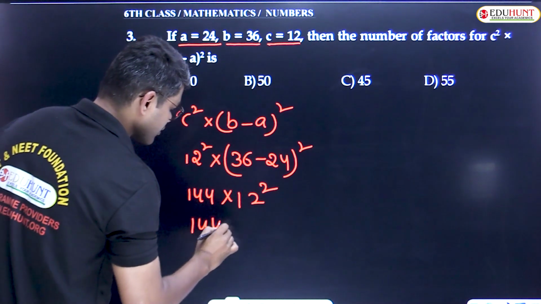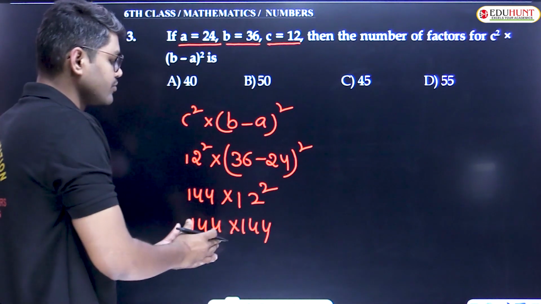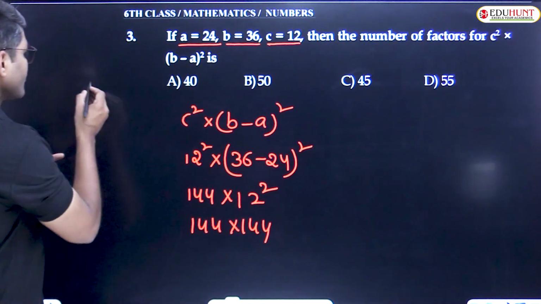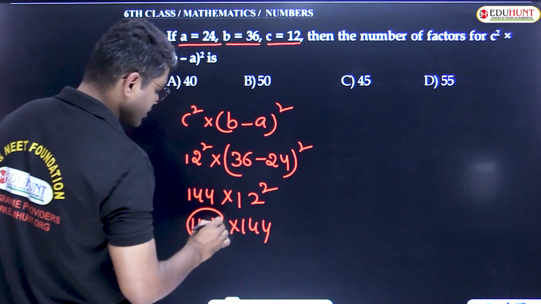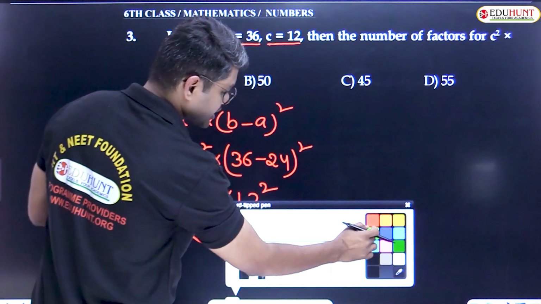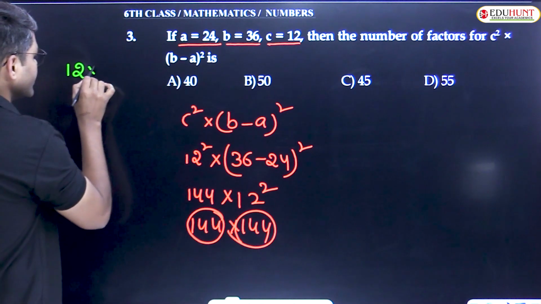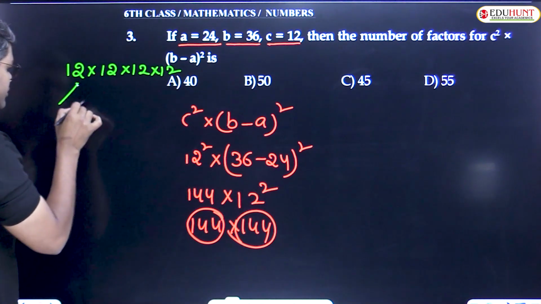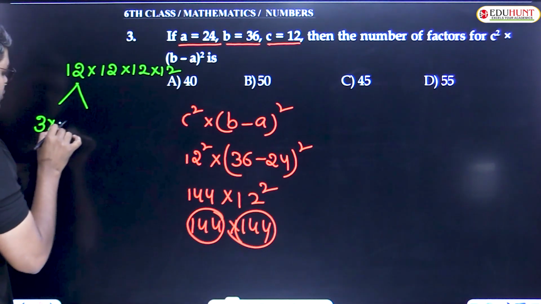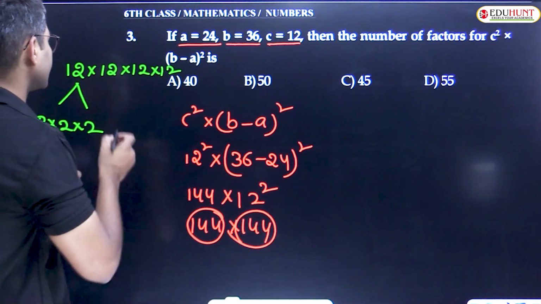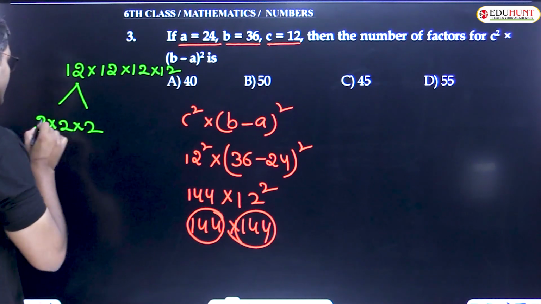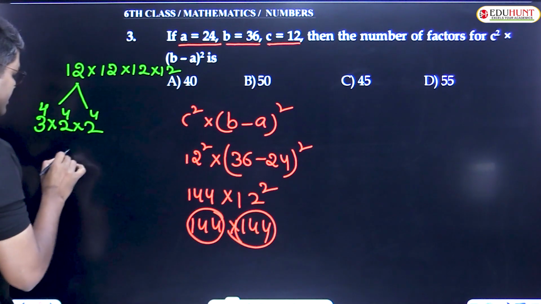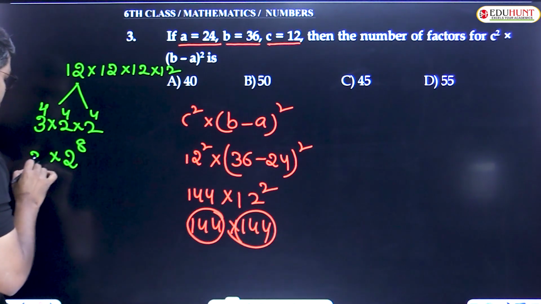12 square is nothing but 144, into 36 minus 24, that is 12 square. Again 144 into 144. This should be written in the form of exponents. Now we can find the number of factors. This 144 into 144 can be written as 12 into 12 into 12 into 12. So this 12 can be written 3 into 2 into 2. How many 12s are there? 1, 2, 3, 4 12s are there. That means 3 power 4, here 4, here 4. This can be written as 2 power 8 into 3 power 4.